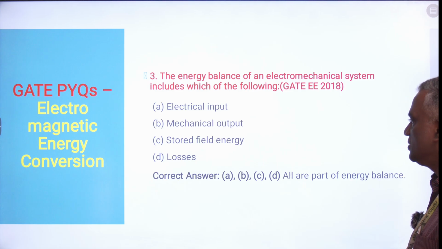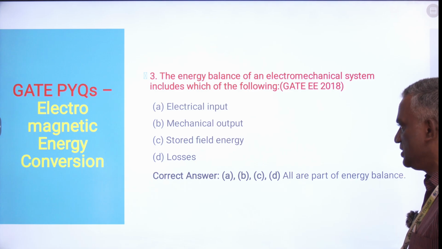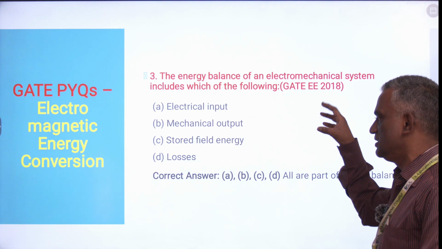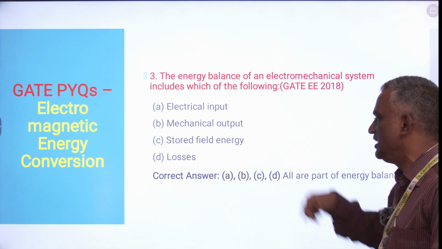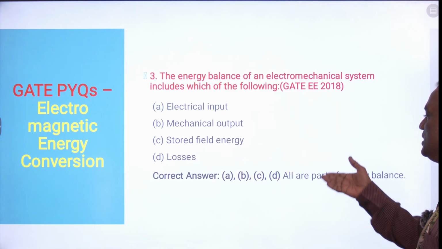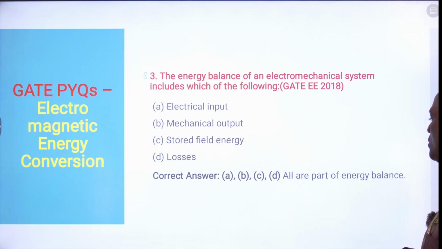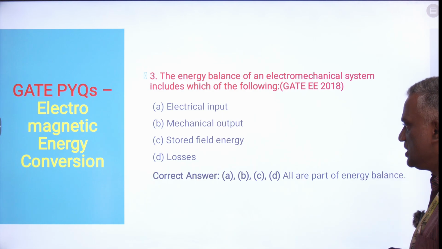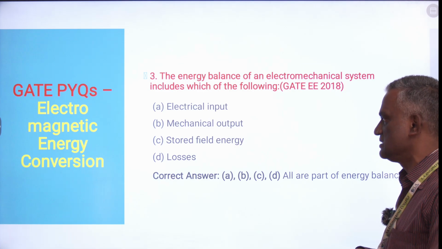You need electrical input, you need the mechanical output, and the third, very important one, the energy which has been stored in the field, called stored field energy, and along with that, losses will also come into account. So the correct answer will be all four options: electrical input, mechanical output, stored field energy, and losses.